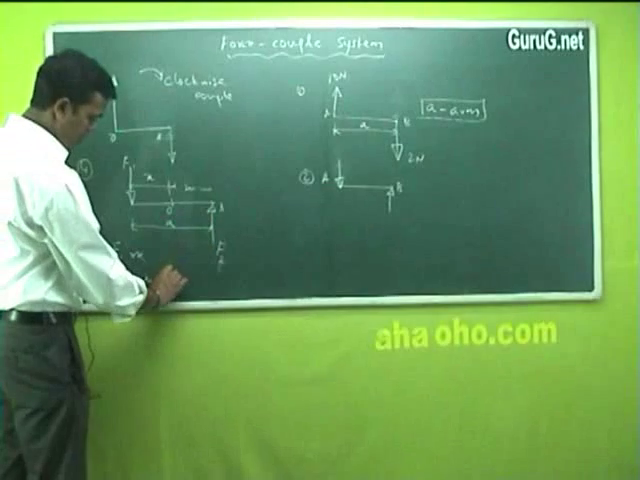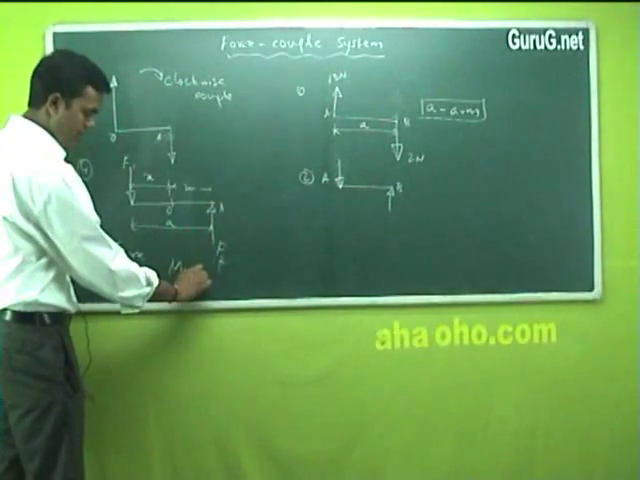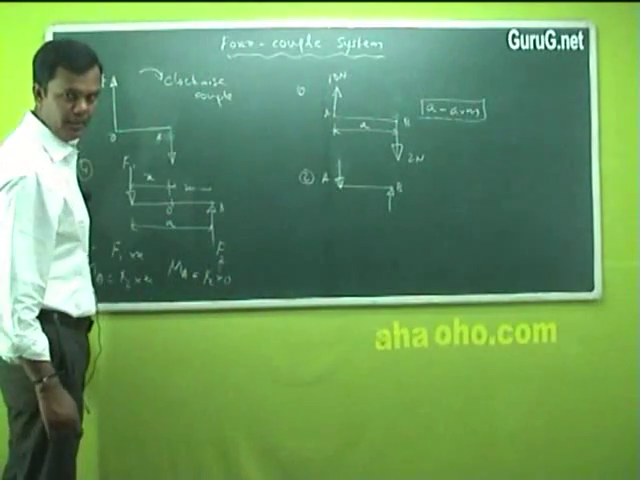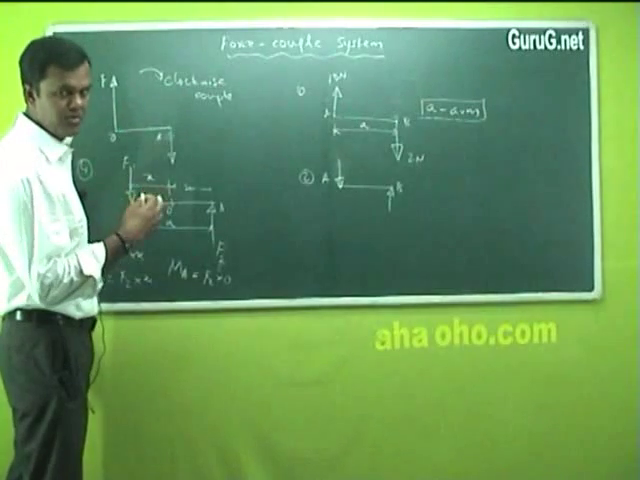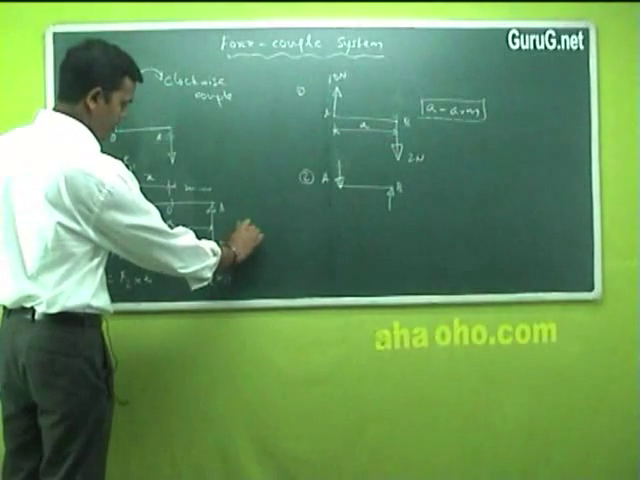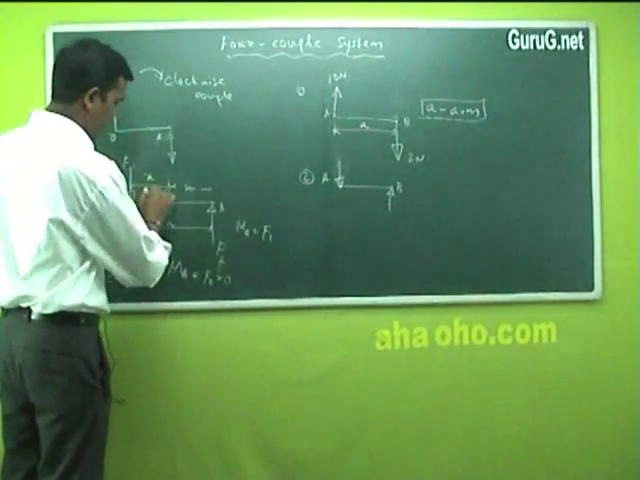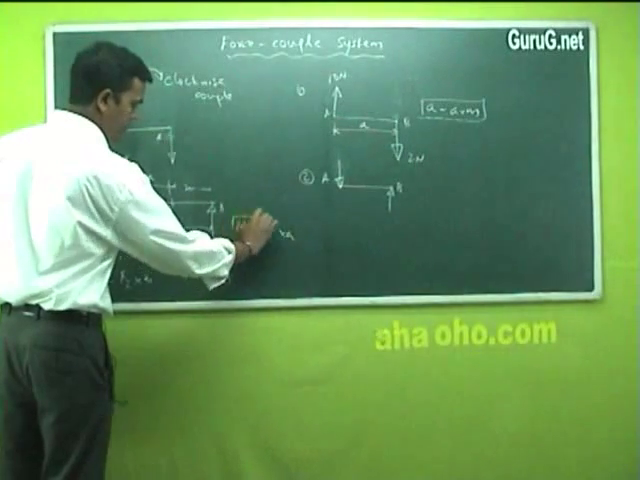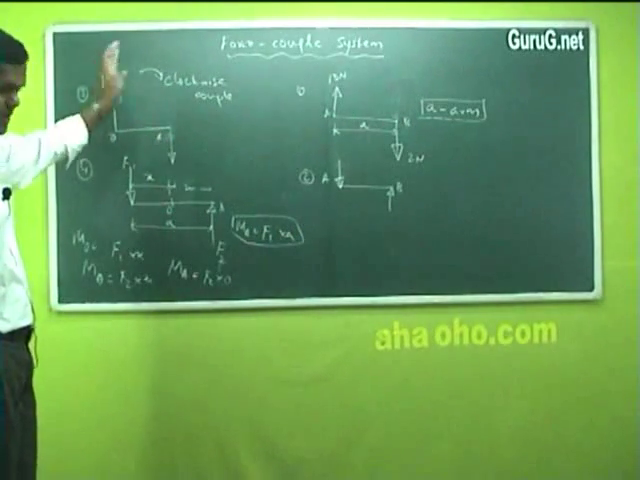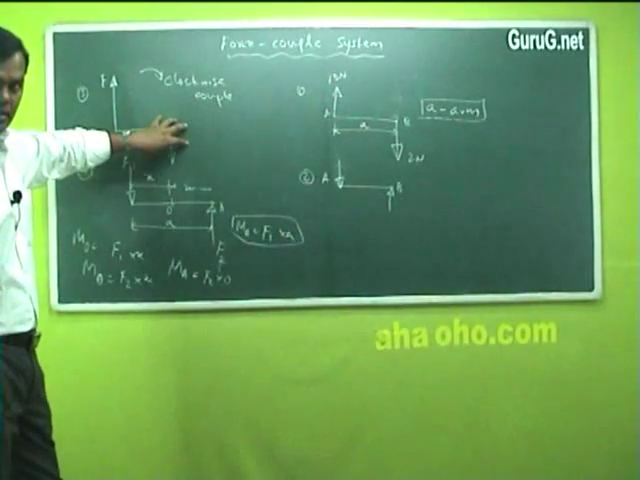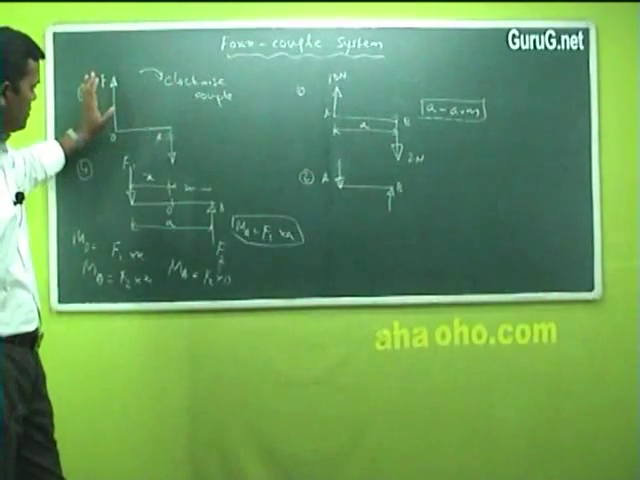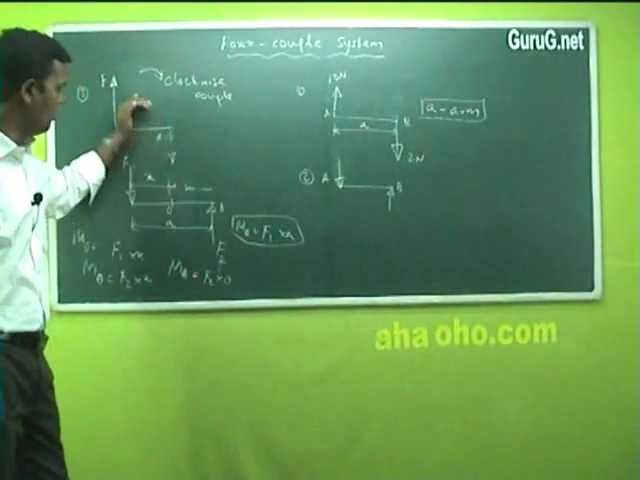If I take a moment about point A, which is here, what will happen? This F2 into the distance is 0. I repeat again, my moment is force into perpendicular distance. There is no distance here, so 0. What about F1? If you consider force F1, it is F1 into this arm A. So this couple will give a twisting moment for a body. It will twist in any direction, but you have to consider two forces which are parallel to each other but in opposite direction.